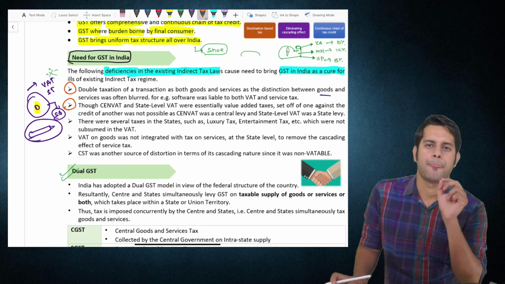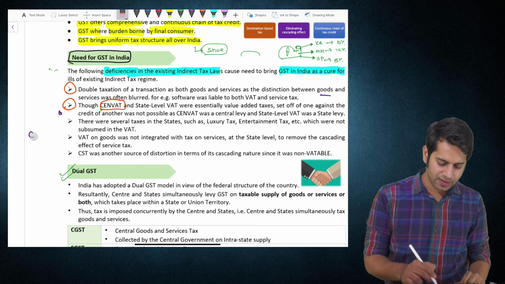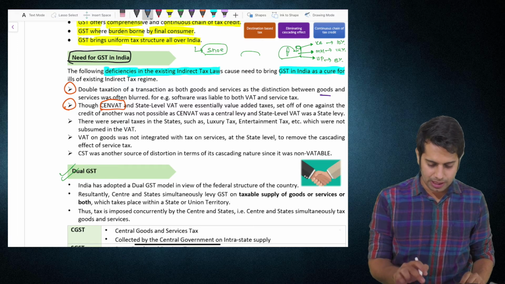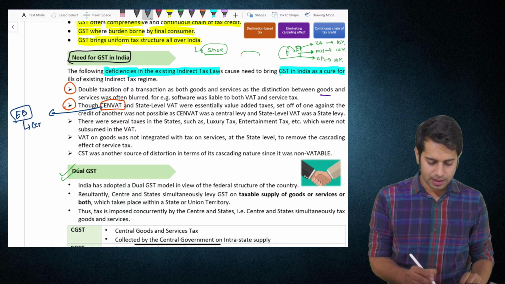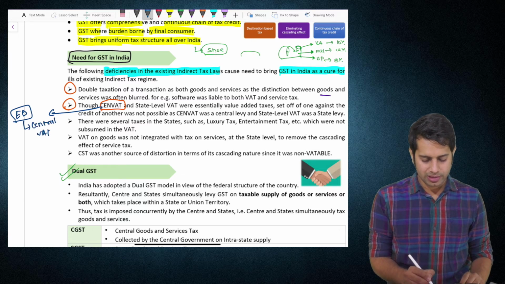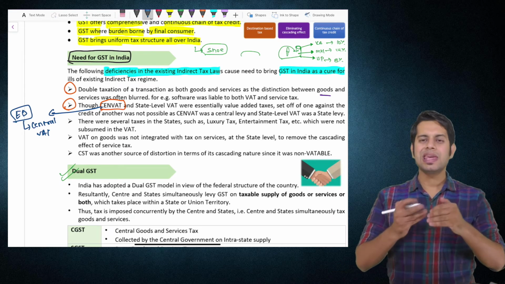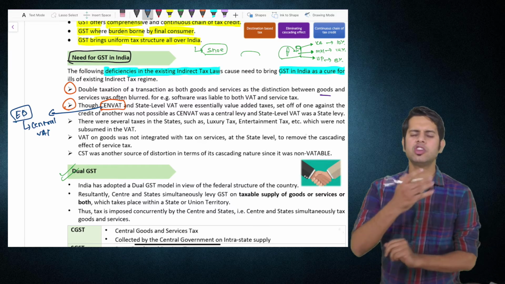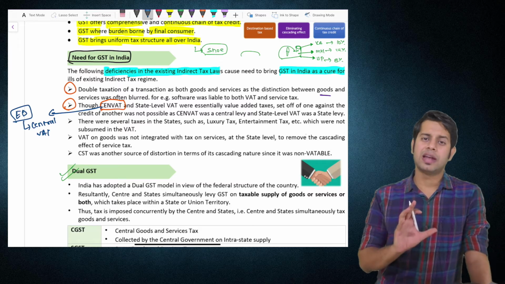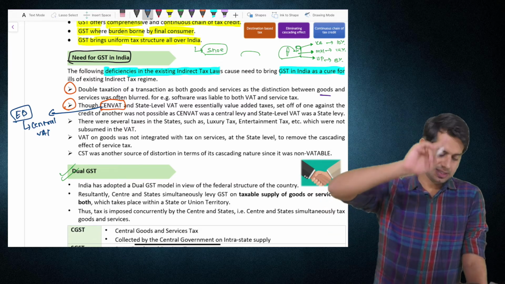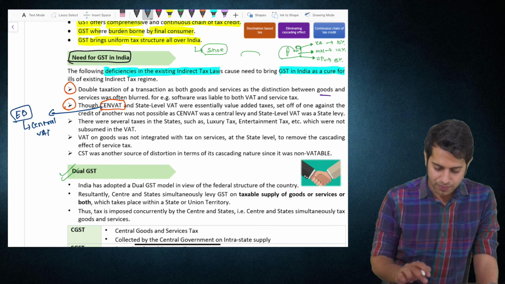Point number 2. CENVAT means central value added tax. In this material, wherever I have used CENVAT, it is mostly in chapter number 1 only. CENVAT means excise duty, nothing but central value added tax. Actually, excise duty is also a value added tax only. You are making a value addition. You have manufactured a product, so pay me excise duty. That is what the government is telling. So that is also a value added tax which is collected by the central government from you.